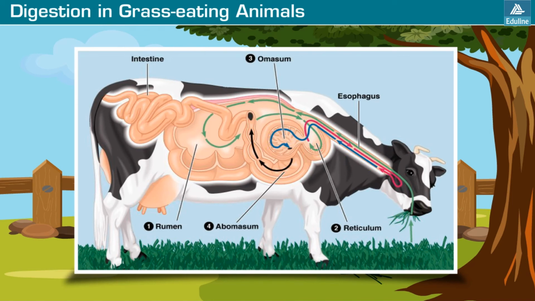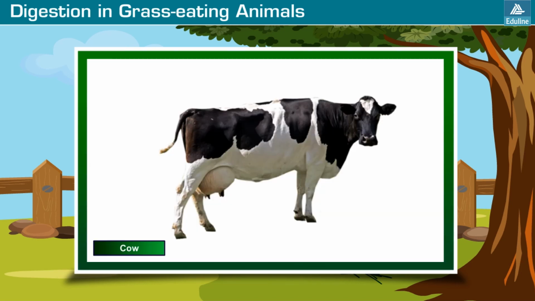First of all, half-chewed food is swallowed and it then goes from the mouth to the rumen, the first chamber of the stomach. Here, the bacteria break down the cellulose. This half-digested food goes to the second muscular chamber, the reticulum. From the reticulum, the food is sent back to the mouth to be chewed again. This half-digested food is called cud. Chewing of the cud is known as rumination, and such animals are known as ruminating animals or ruminants.